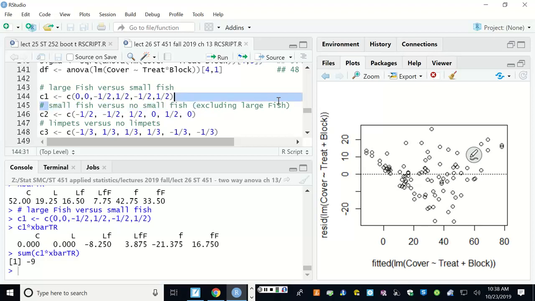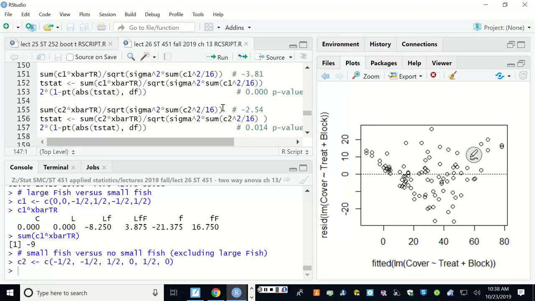We could look at small fish versus no fish, excluding large fish. If we exclude the large fish, the limpets and the small fish can get in. Again, there's 2 treatments that have small fish, 2 that do not. So I'm going to put -1/2 and 1/2, to average those 2 together, and zeros for the cases that do not have those small fish. That's my C2. Again, there's 16 per treatment. I get a t-value that's also pretty small. Its p-value is 0.014, so it's not quite as significant.